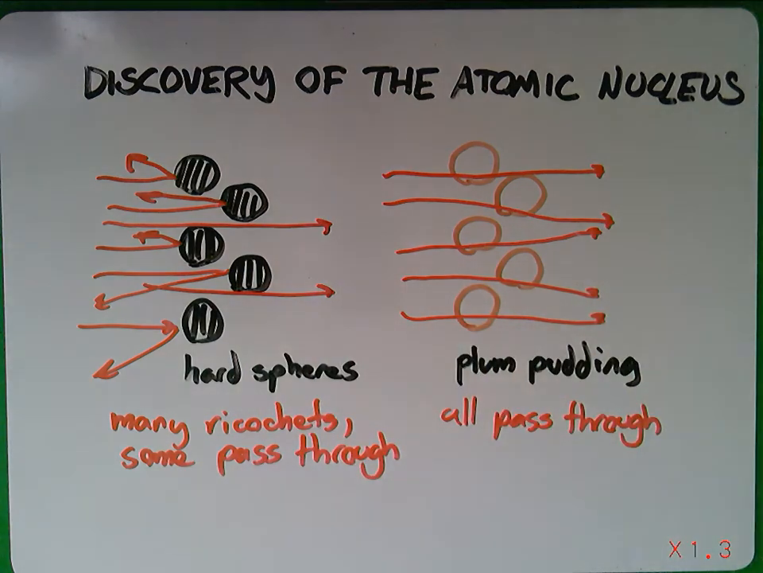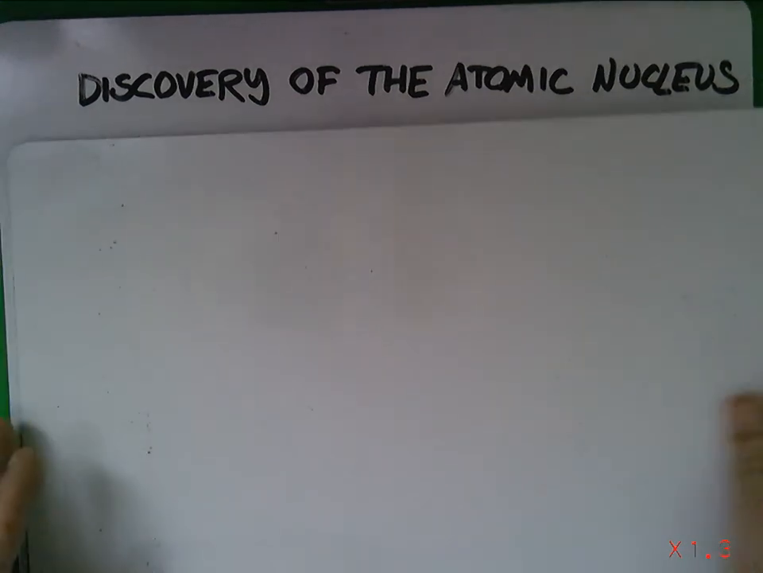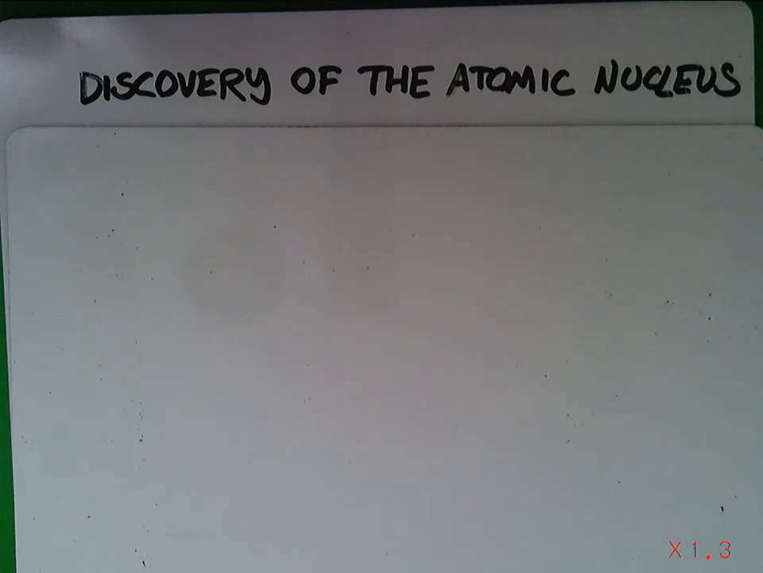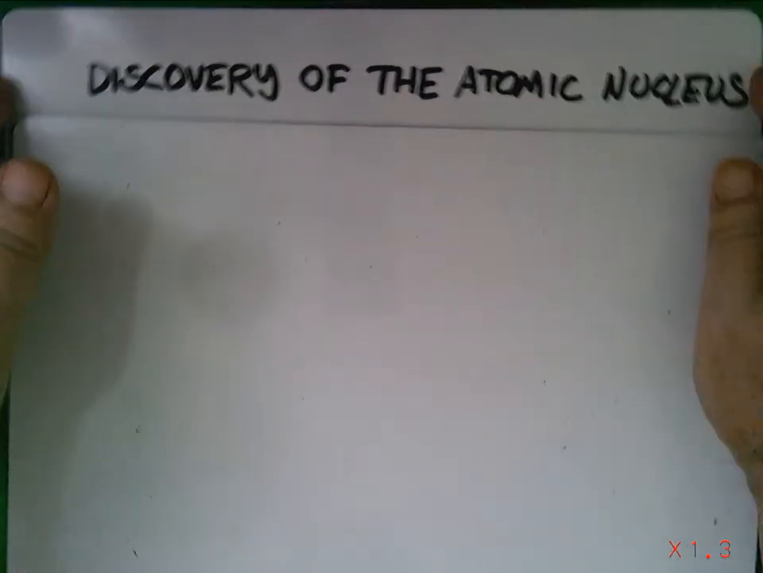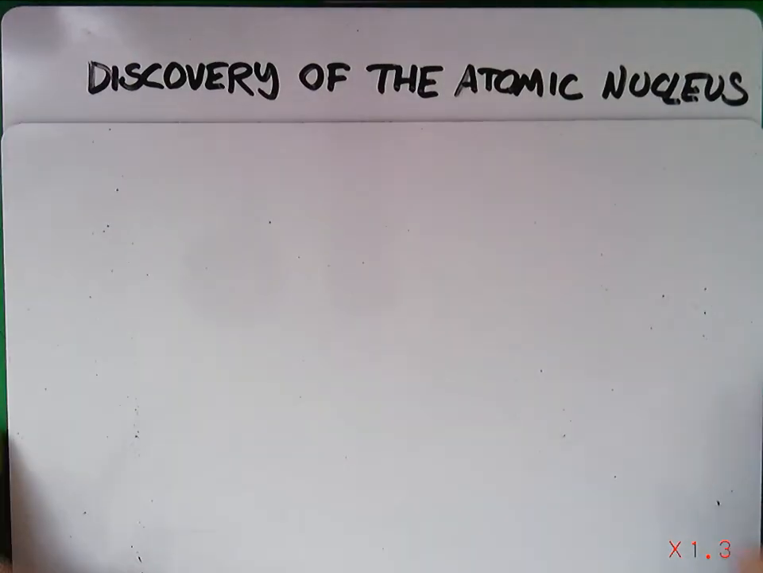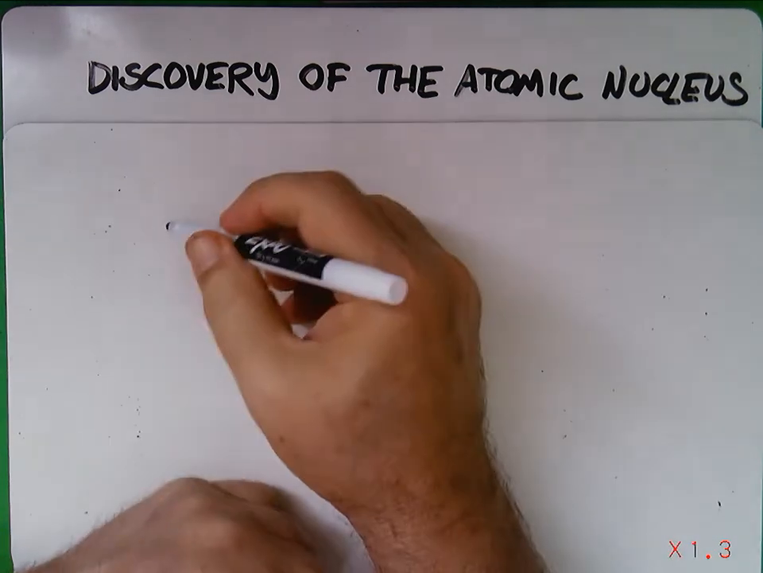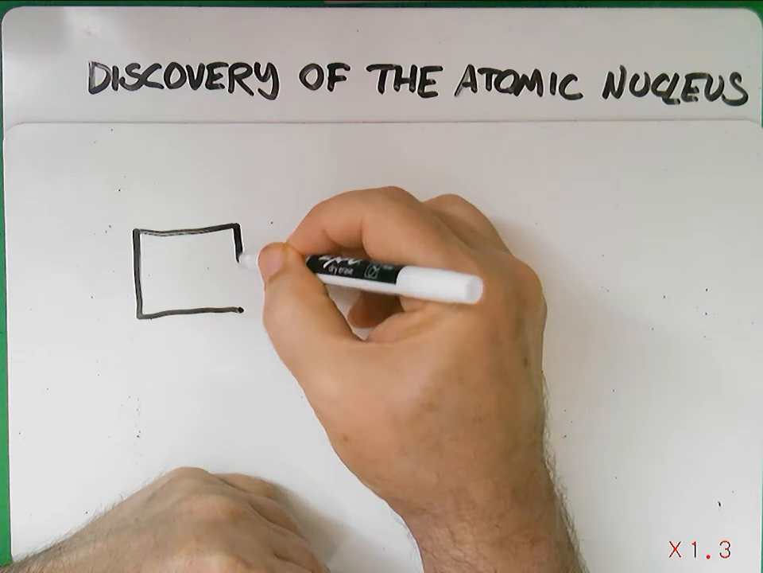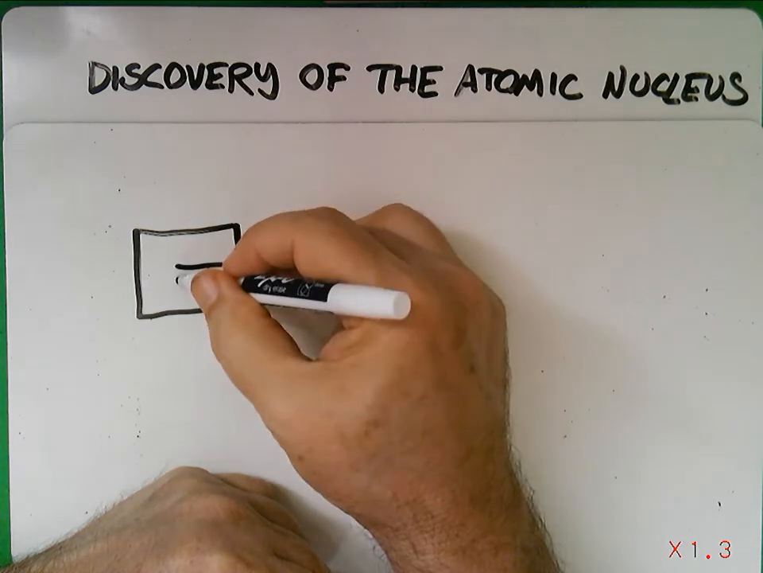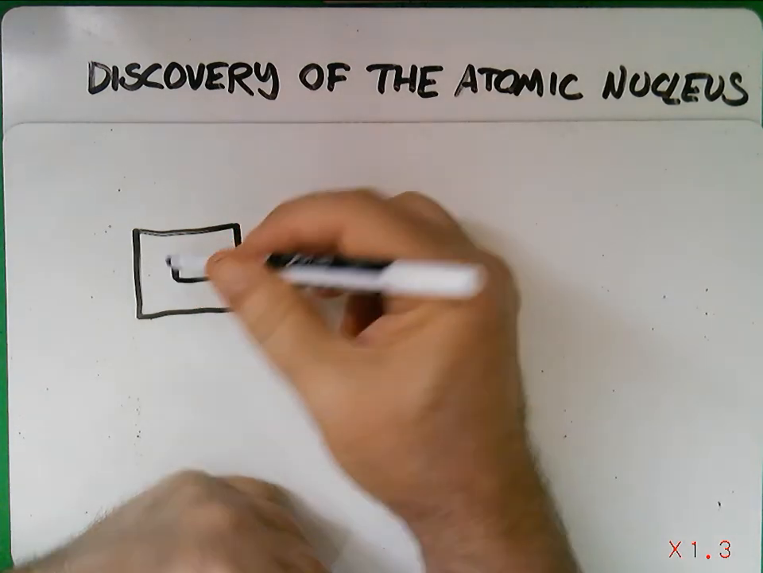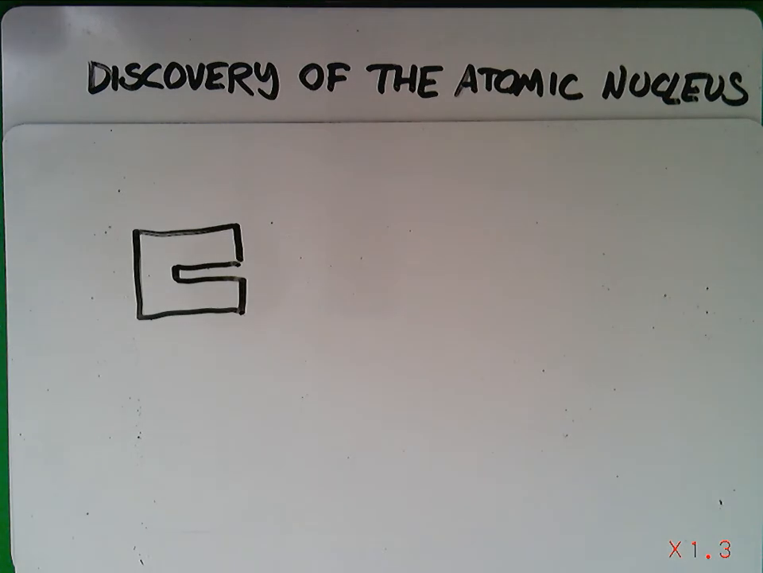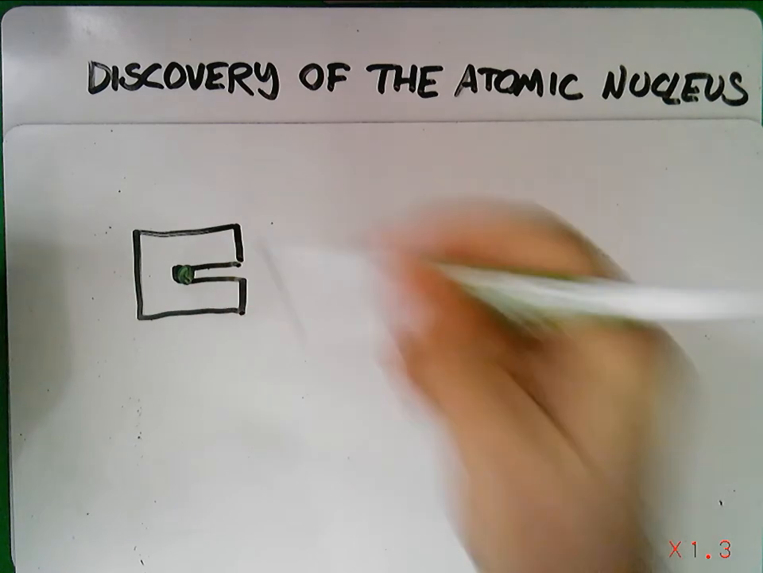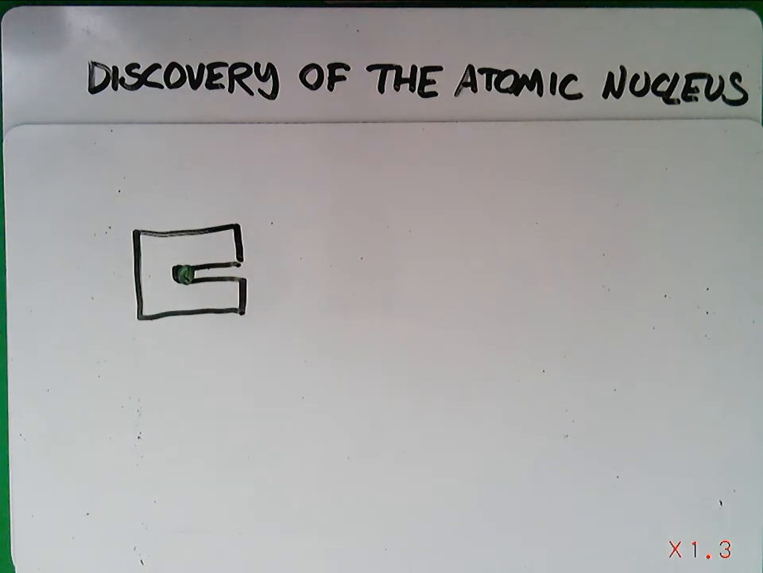So let's back up and look at the experiment a little bit. We need a source of alpha particles to shoot at our atoms. So we'll take our radiation projector that we've already talked about. Put some radioactive stuff in the hole in a lead block. Here's the radioactive stuff. Rutherford used radium.